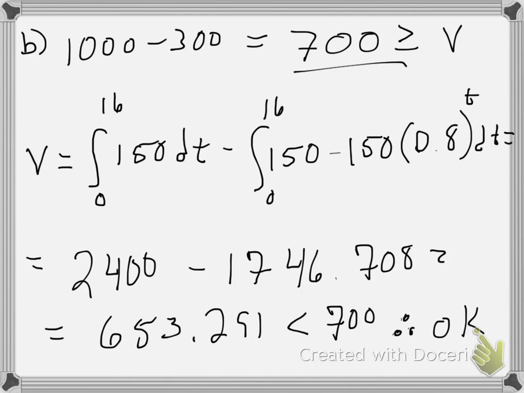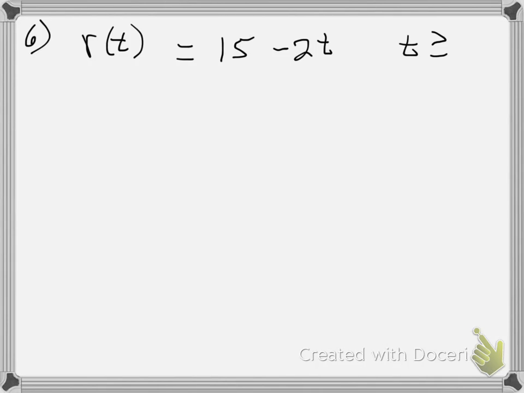Now number 6 from the other page says that water's being drained at a rate of 15 minus 2t, and t is greater than or equal to 0. And R is in gallons per minute, and T is in minutes. Part A asks, how many gallons are drained from the tank within the first 2 minutes?